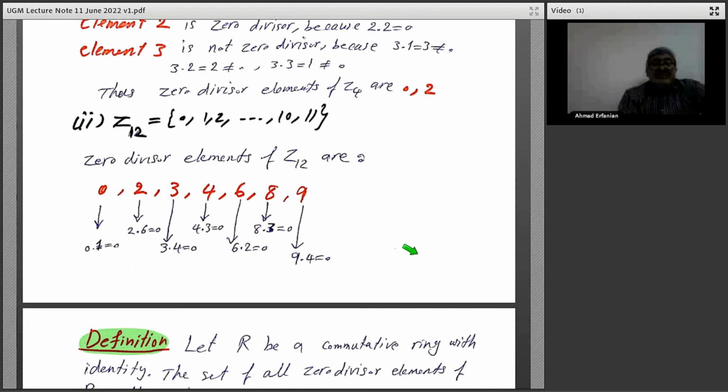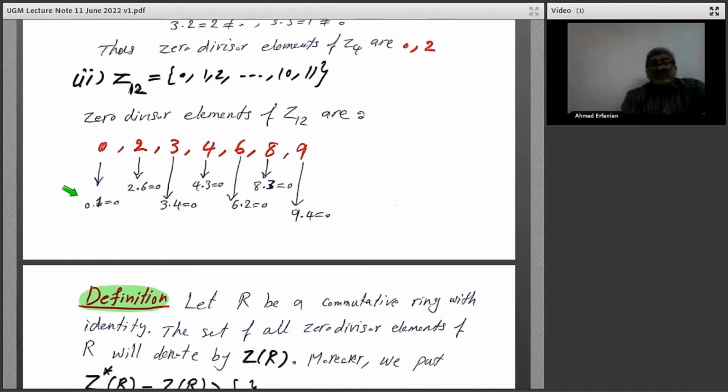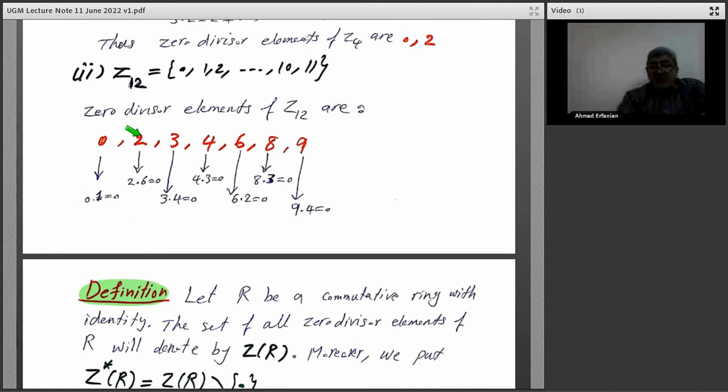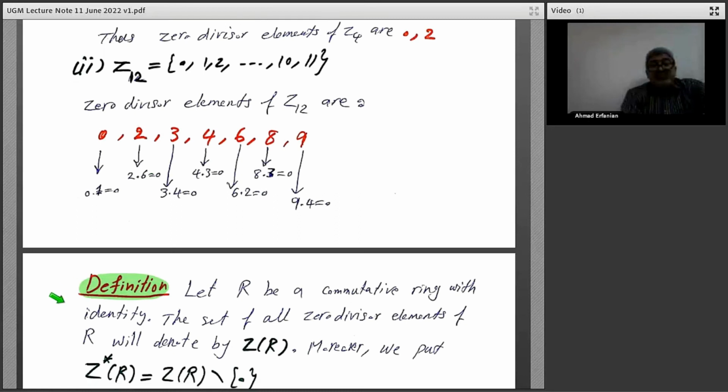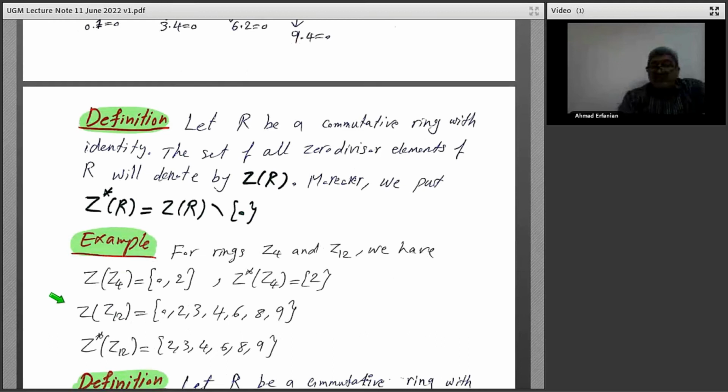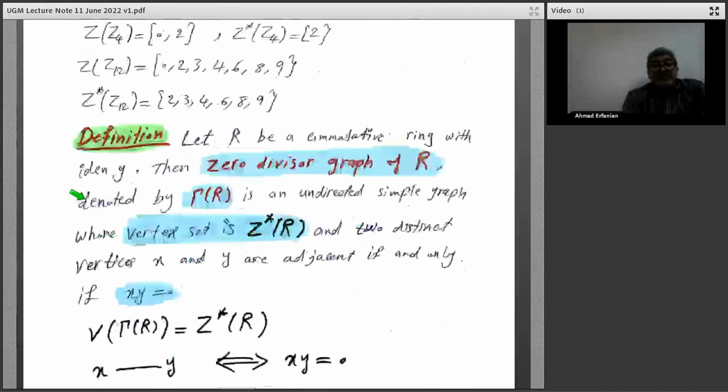For Z12, the zero divisors are 0, 2, 3, 4, 6, 8, 9, and 10. And you can see here, for example, 2 is a zero divisor, because for 2 we have 6. 2 times 6 is 0. Now, by this definition, we can put all zero divisor elements in the set Z of R. Z of R is the set of all zero divisor elements of R. And if we remove the 0 element from the zero divisors, we denote it by Z star R.